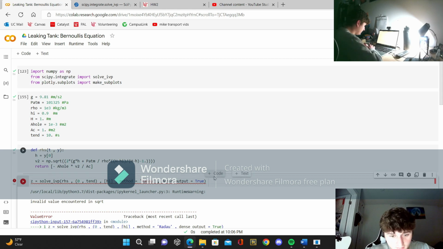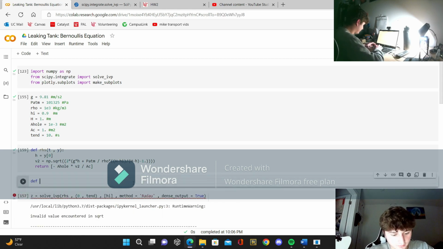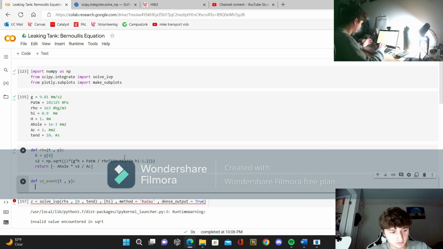We need to define it. We'll call it our V2 event, when the V2 of velocity, pretty straightforward. The V2 that we have up here, what's within here, is going to be equal to 0. So let's just go ahead and do this.